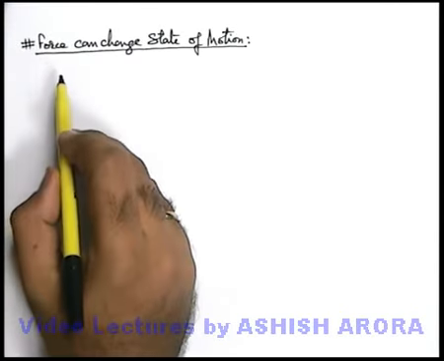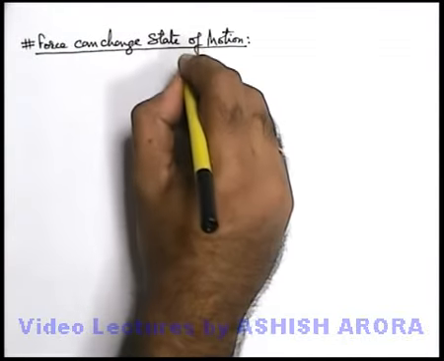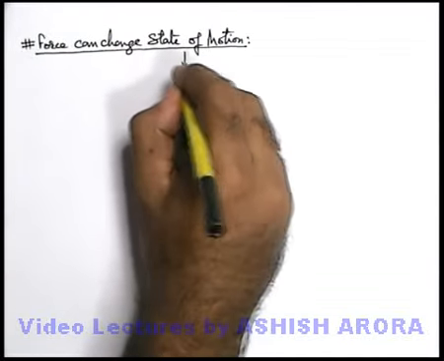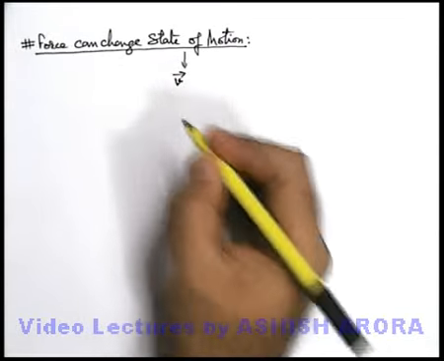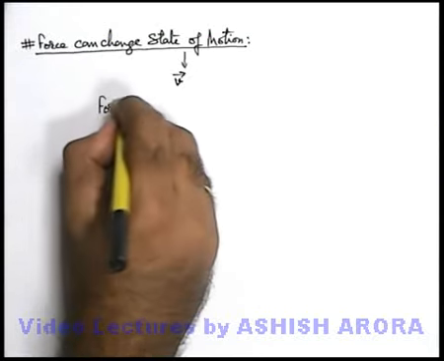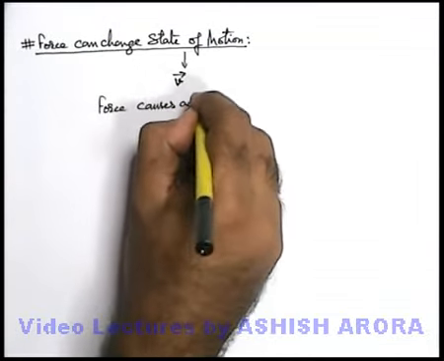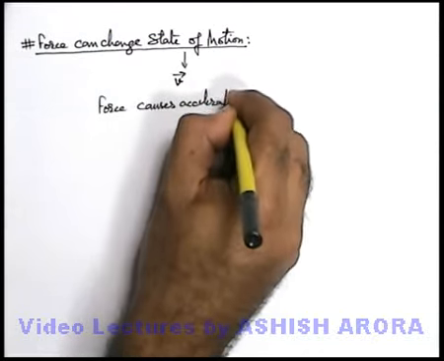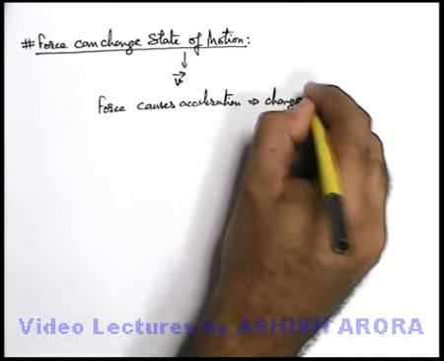As we have studied earlier, a force can change a state of motion. When we talk about the state of motion, it is the velocity vector. And change in velocity is caused by acceleration. So we can simply state, whenever a force is applied, force causes acceleration, and acceleration implies change in velocity.